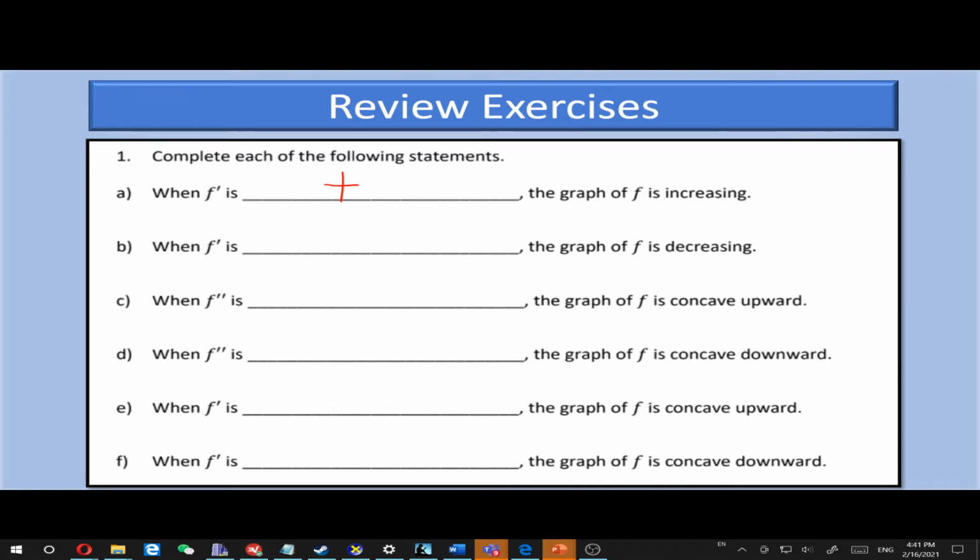So if we're decreasing, f prime should be negative. If I'm concave up, what happens to f double prime? Positive. And concave down, negative. What happens to f prime if we're concave up?